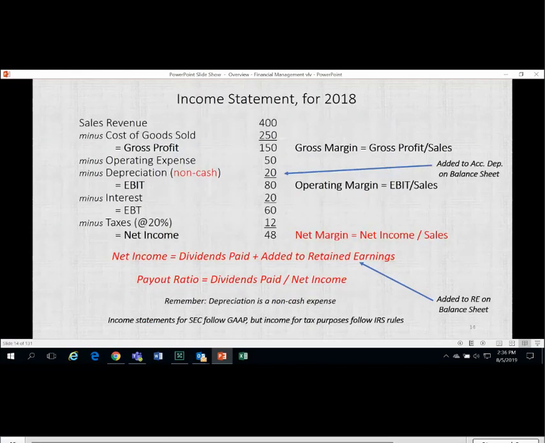So this is a basic income statement as used in this course. It's very, very important that you be able to understand this and use this in other types of problems. There are actually two types of income statements. The income statement for the SEC must follow GAAP, generally accepted accounting principles, but income for tax purposes follows IRS rules. And generally, IRS rules allow more depreciation expense and therefore reduced taxes.